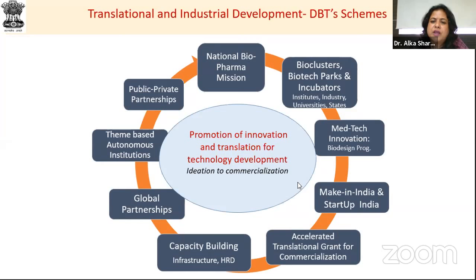The schemes also cover Make in India, Startup India, and Accelerated Translational Grant for Commercialization. For capacity building, we have various programs that include infrastructure creation, strengthening existing infrastructure, and training and workshops for developing a skilled manpower. International partnership is one of the key components for this sector. We also have 15 autonomous institutions and one international institution, ICGEB, where theme-based research is being conducted for promotion and facilitation of translational industrial development programs. Public partnership is being encouraged by the Department of Biotechnology, for which BIRAC has been established, and I'm going to cover various schemes of BIRAC in my subsequent slides.